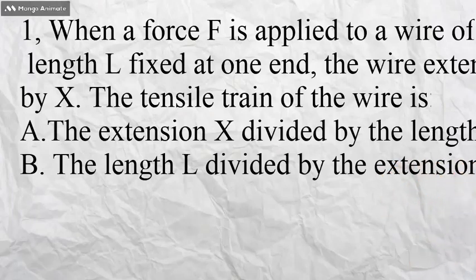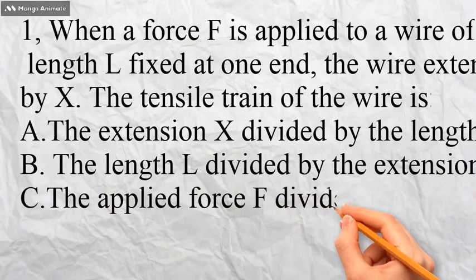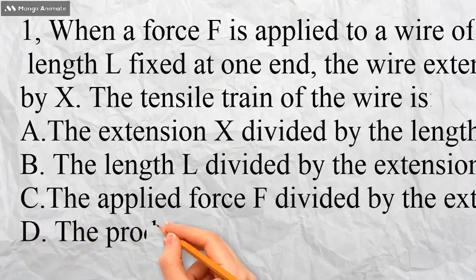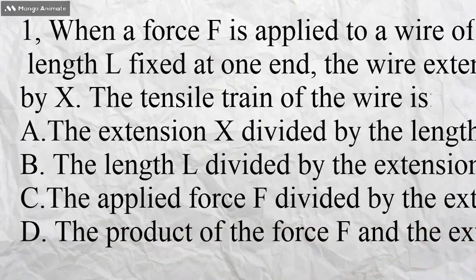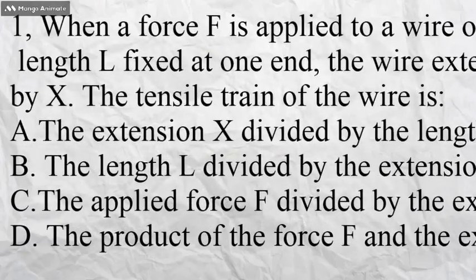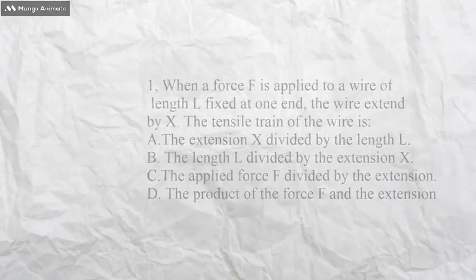The tensile strain, not train, I assume that's a typo, of a wire is defined as strain equals extension / original length equals X / L. So the correct answer is A, the extension X divided by the length L. If you want, I can also explain tensile stress and Young's modulus to make it even clearer.